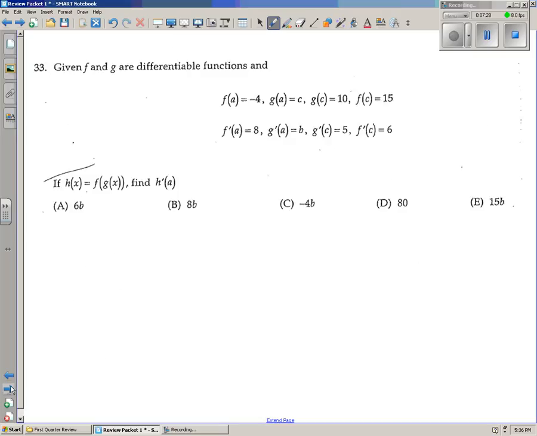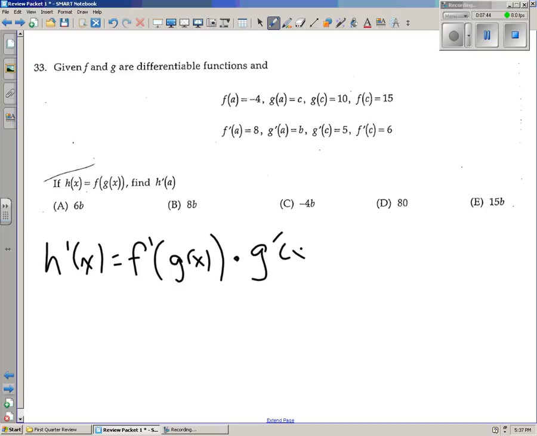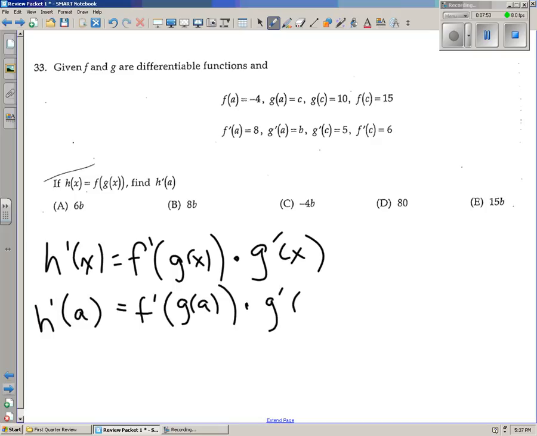Number 33, given f and g are differentiable and they give you all these facts. They say h of x is f of g of x. They want us to find h prime of a. So h prime of x is f prime of stuff. We're using the chain rule here to differentiate, times the derivative of the stuff. So now we want h prime of a. So wherever we see an x, we're going to plug in an a and see what this turns out to be.